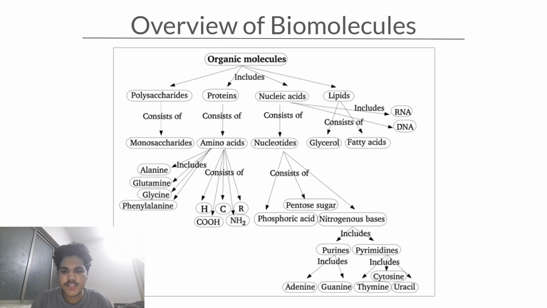The nitrogenous bases included in a nucleotide are purines and pyrimidines. Purines, like we see, include adenine and guanine. Pyrimidines include cytosine, thymine, and uracil. Other than that, lipids consist of glycerol and fatty acids.